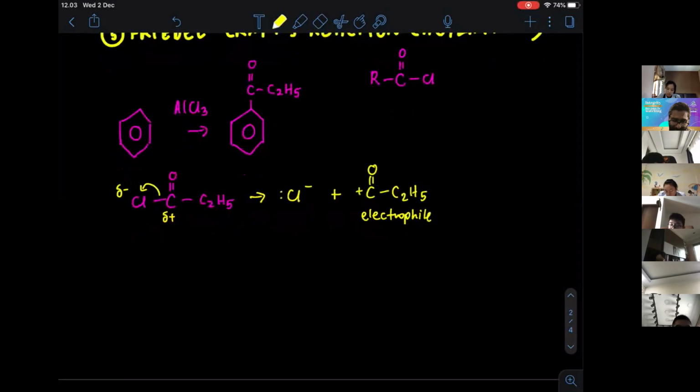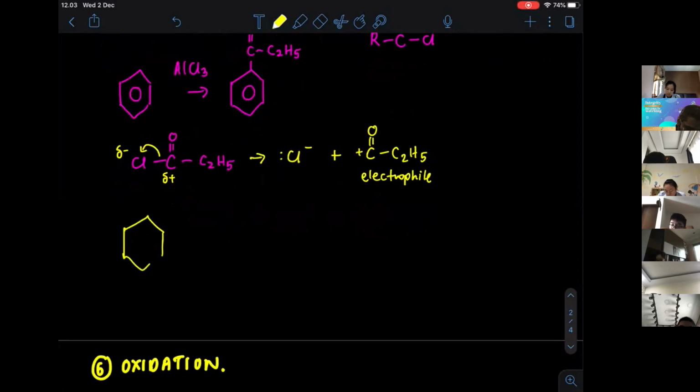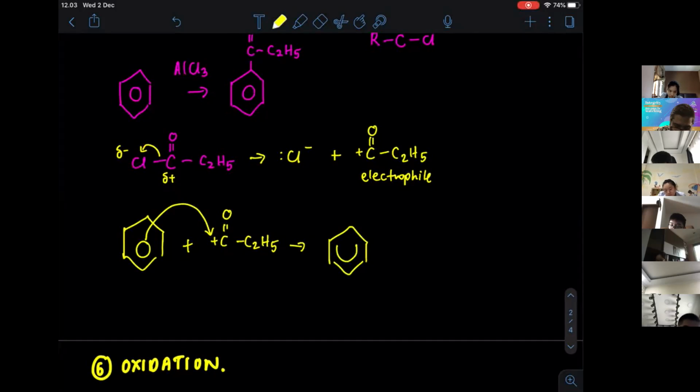Now this electrophile, same, if you have a benzene, and then when you have the electrophile C double bond O, C2H5, and then plus, the electron will move from here to there. Basically it's an attack of the electrophile. The next is going to be an intermediate, where the positive charge is spread across 5 carbon atoms, and the 2 electrons from the ring are used to form a new bond with this electrophile, and you will have C2H5 over here. And then of course don't forget about the hydrogen.